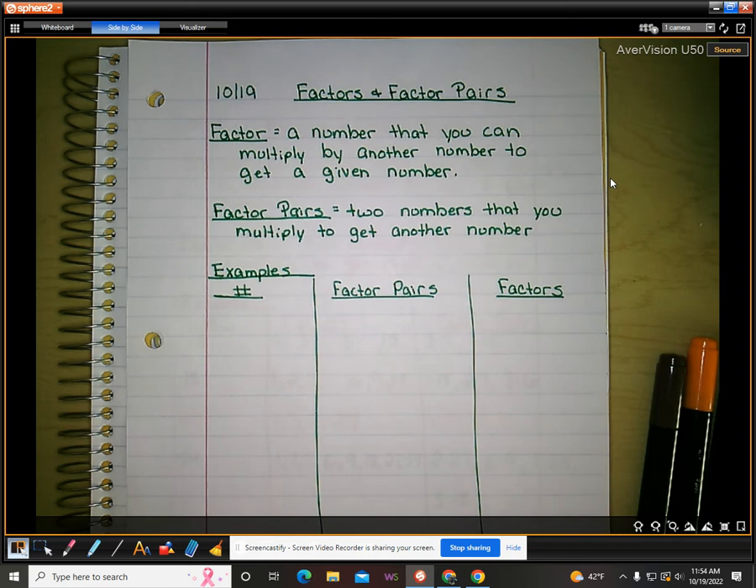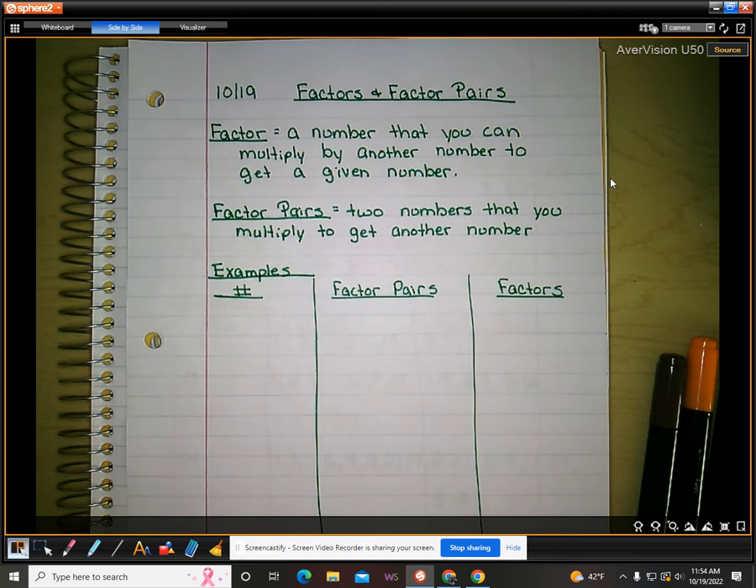All right, so what we're looking at today, factor and factor pairs. Definitely something you've heard of before. You may not have used those actual words. A lot of times in elementary school, they'll introduce things, but maybe not give you the fancy word that goes with it. But I can almost guarantee you've discussed factors and factor pairs before. It may not have been called specifically that.